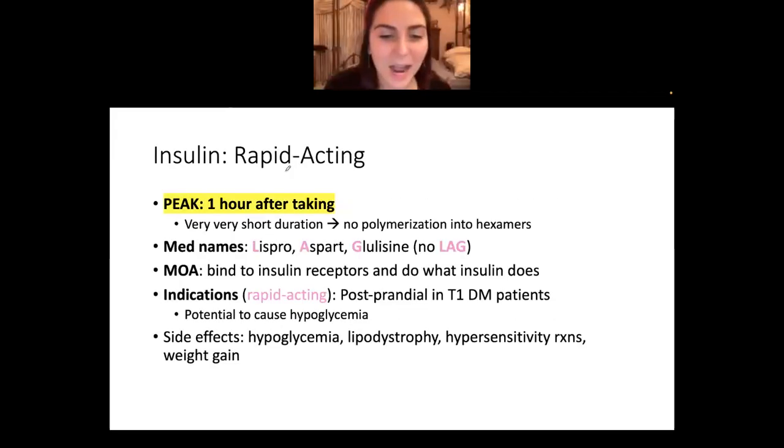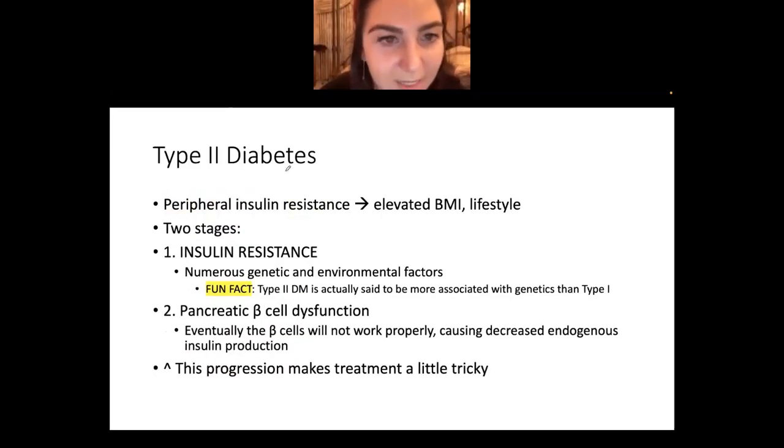I actually think I highlighted it. I'm going to jump ahead just to show you. It's my fun fact, because it's something I always forget, and I feel like they like to ask that because it's a silly fact. But yeah, type 2 has no HLA markers associated with it, absolutely none, but it's still said to be more genetic than type 1.